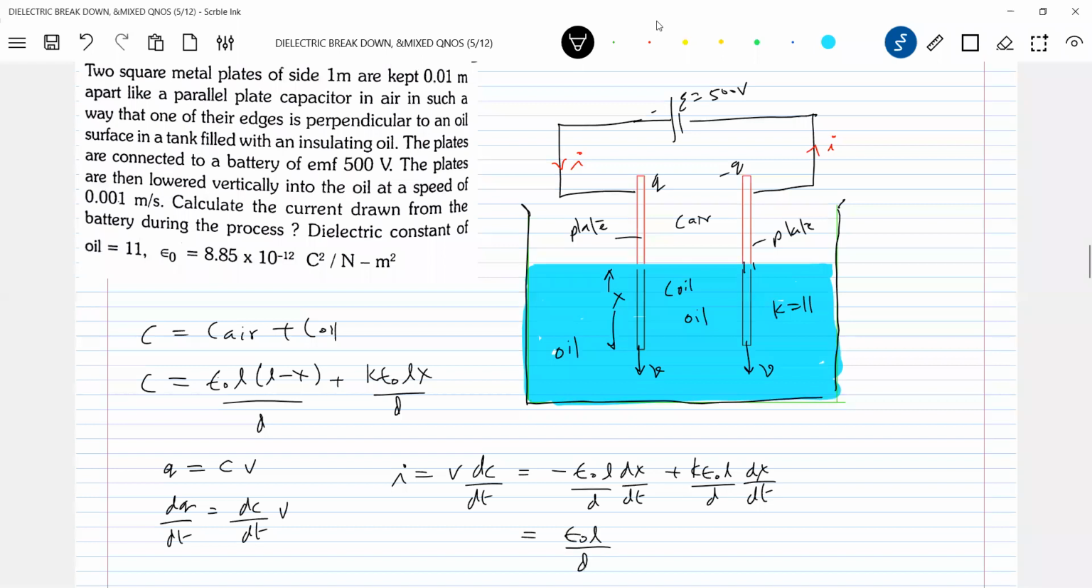Epsilon naught L (K minus 1) by d, okay, this should be the expression for this one. So if the plates are accelerated, so v equals at. So you just look at the mathematics.